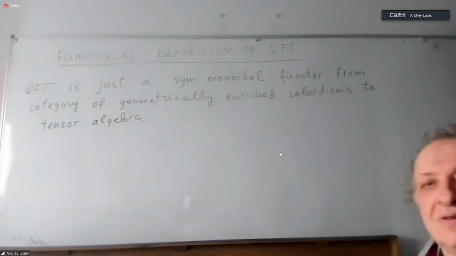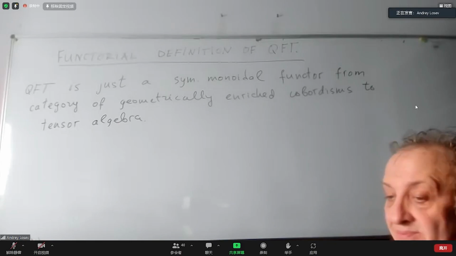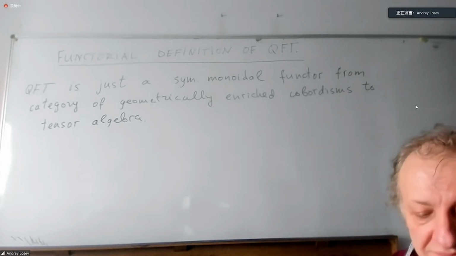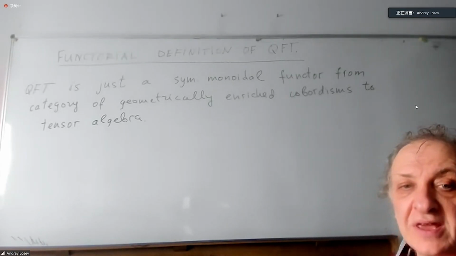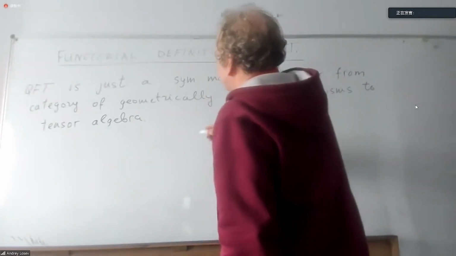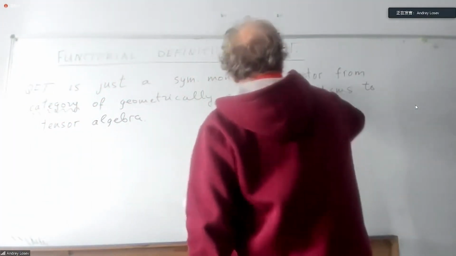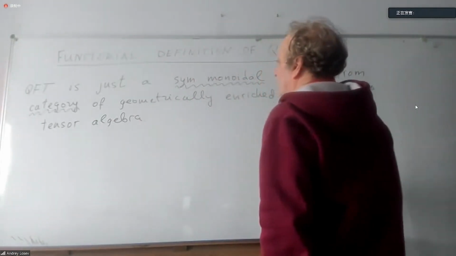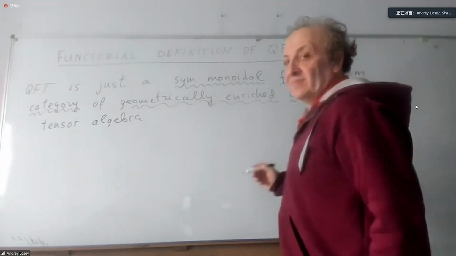So here I sit down and that's it. If you are a supercomputer, you can say, okay, I know what quantum field theory is. However, for ordinary people, I need to explain what I mean. I have to explain what a category is, what a functor is, what it means to be symmetric monoidal, what it means to be geometrically enriched cobordism. Okay?